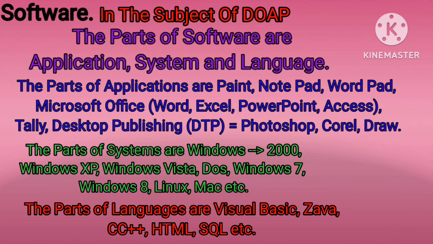The parts of systems are Windows 2000, Windows XP, Windows Vista, DOS, Windows 7, Windows 8, Linux, Mac, etc. The parts of languages are Visual Basic, Java, C++, HTML, SQL, etc.